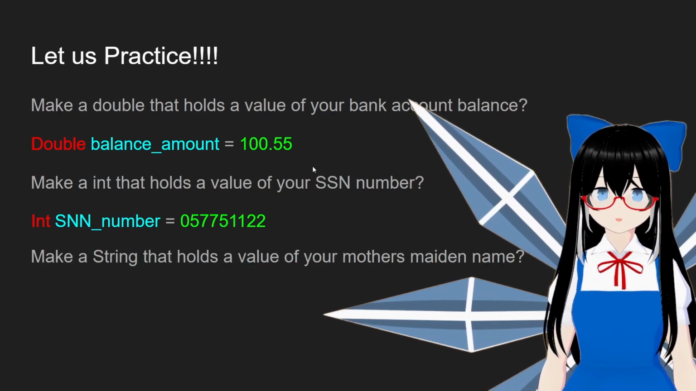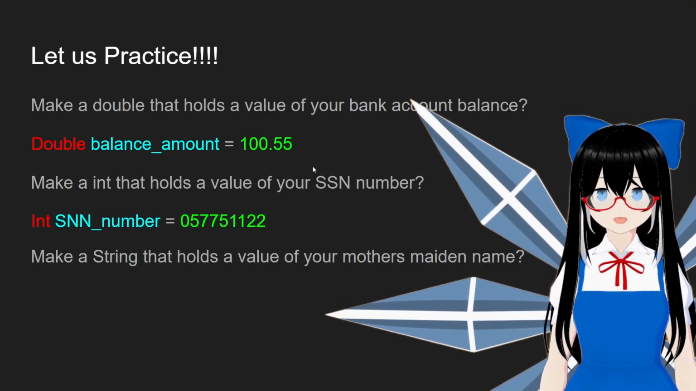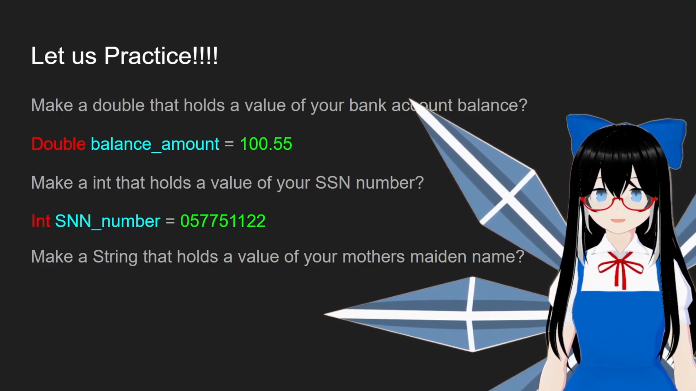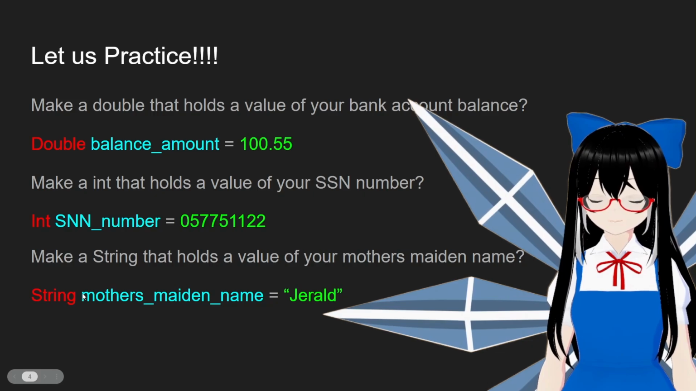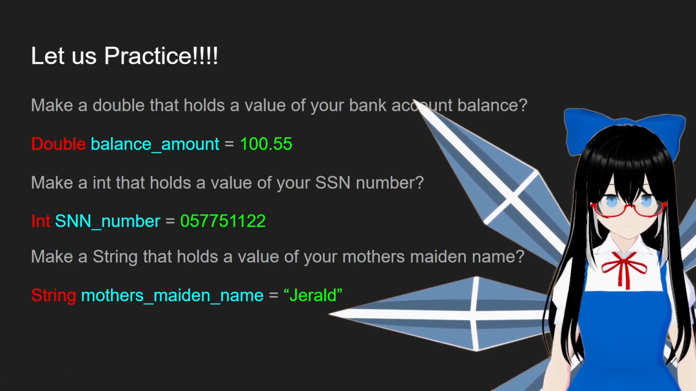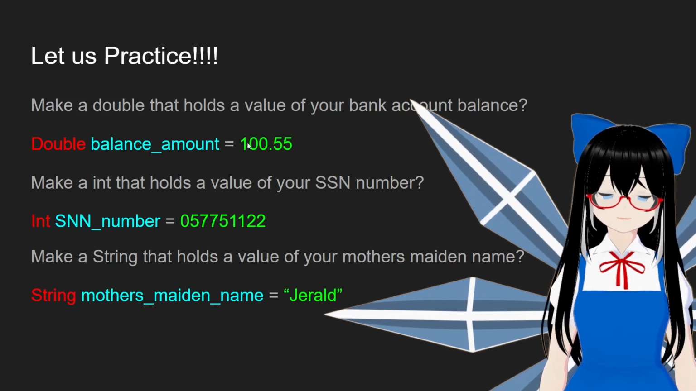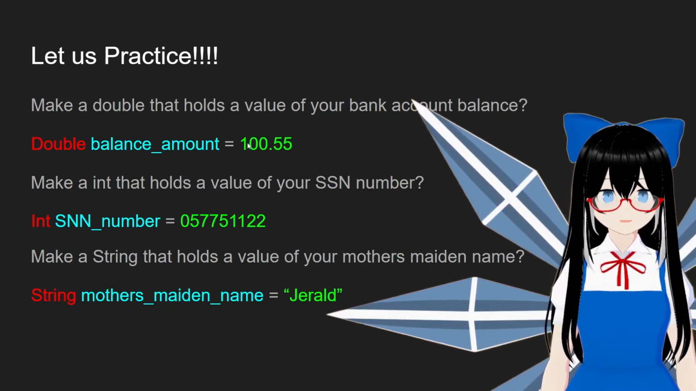And the last thing we want to do is we're going to try to make a string that holds the value of your mother's maiden name. Like I said before, please comment this down below. If you comment string, your variable name, which in this case, I have mother's maiden name, and then it equals Gerald. So these are like the basic foundation of how you define variables in Java.